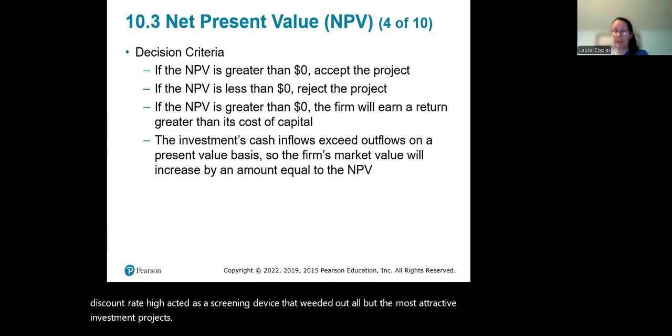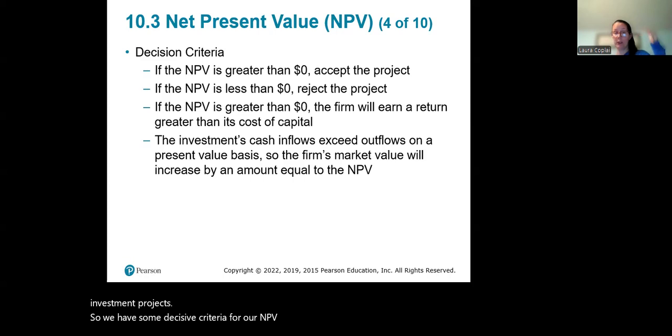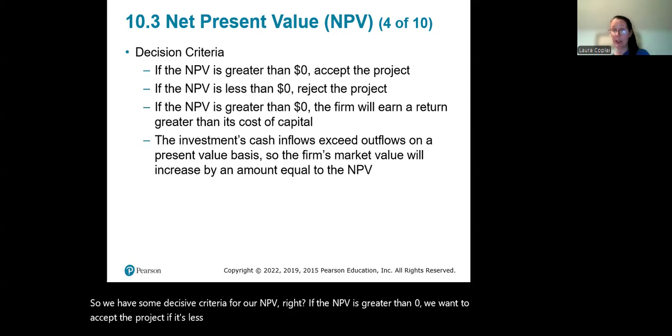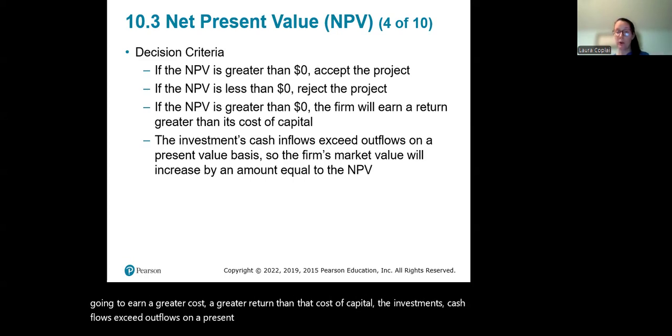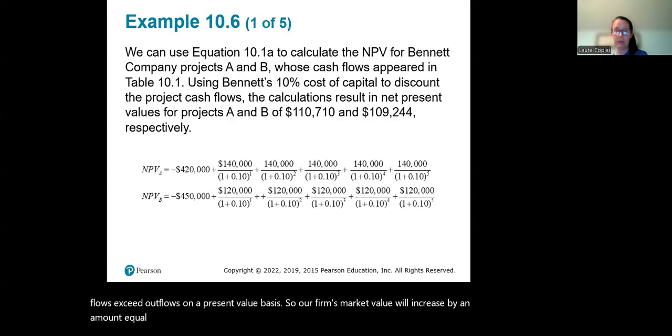So we have some decision criteria for our NPV, right? If the NPV is greater than 0, we want to accept the project. If it's less than 0, we want to reject the project. If it's greater than 0, the firm is going to earn a greater return than the cost of capital. The investment's cash flows exceed outflows on a present value basis. So our firm's market value will increase by an amount equal to that NPV.